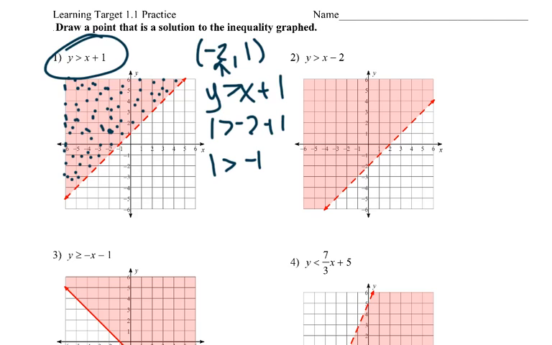Now the non-shaded area, these are non-answers, or not solutions. So any point out here in the non-shaded area isn't going to be a solution. I could try one, +3, -3. If I do the same thing and plug it in, -3 for y, +3 for x, I get -3 is greater than 4. That is definitely not true. So in the unshaded area, they make the inequality false.